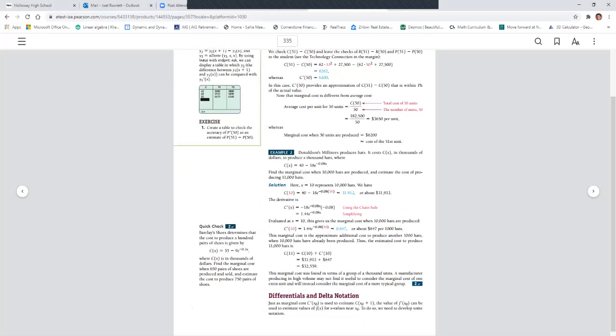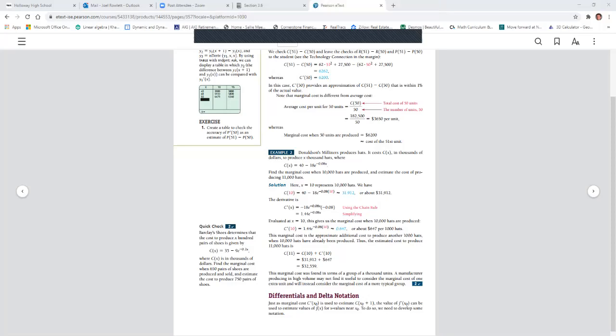Example 2. Donaldson's milliners produce hats. The cost, C of x, in thousands of dollars to produce x thousand hats, where C of x is equal to 40 minus 18 times e to the power of negative 0.08x, is given. Find the marginal cost when 10,000 hats are produced and estimate the cost of producing 11,000 hats.